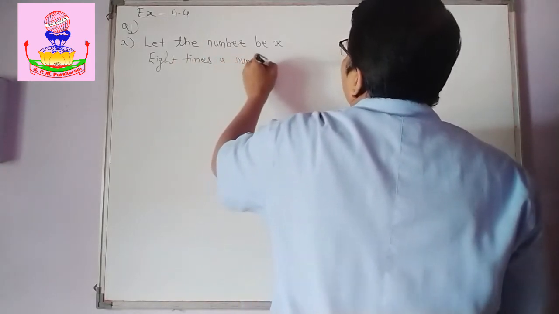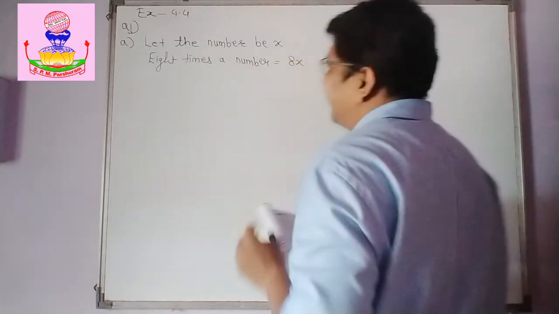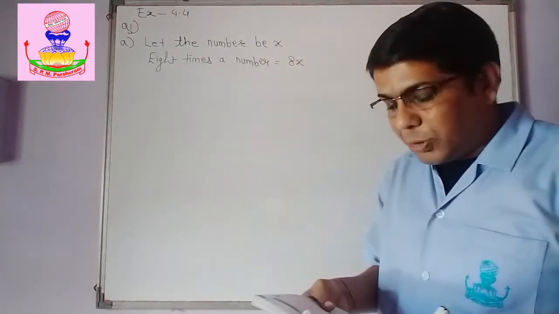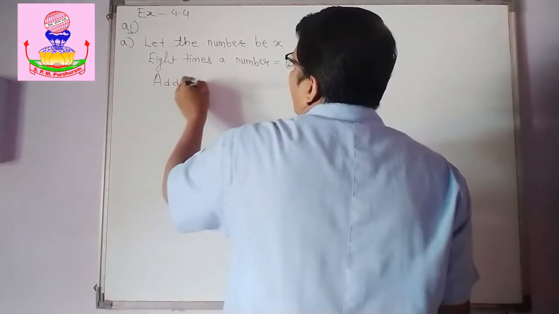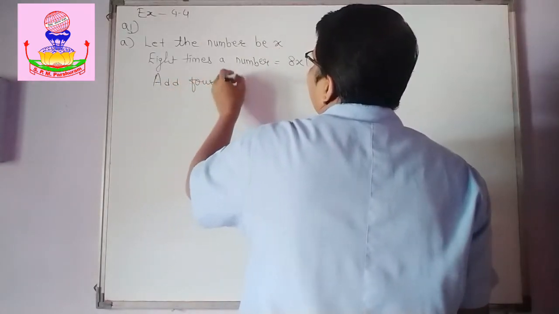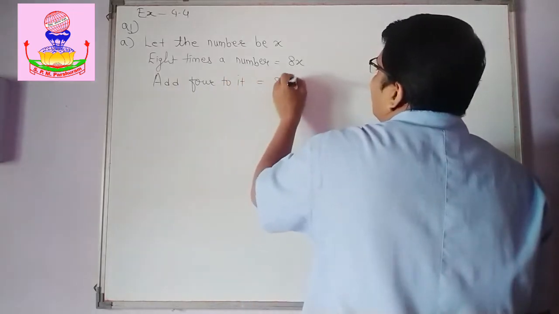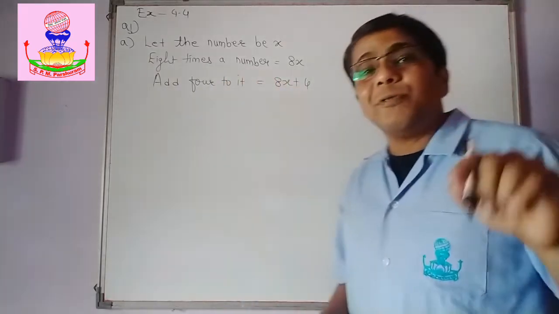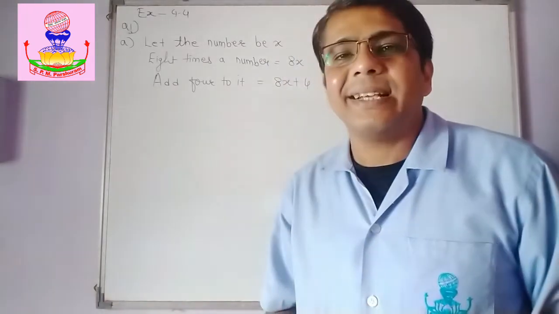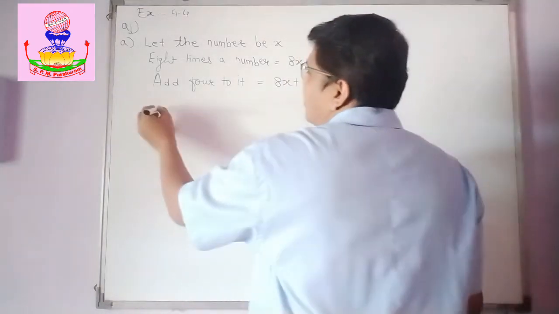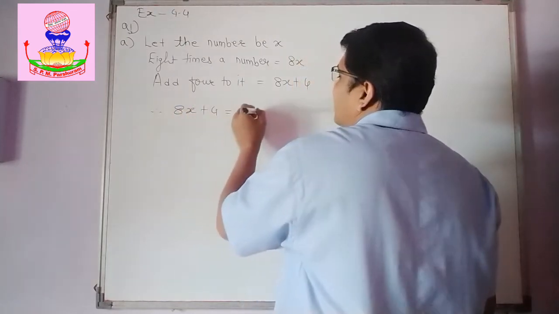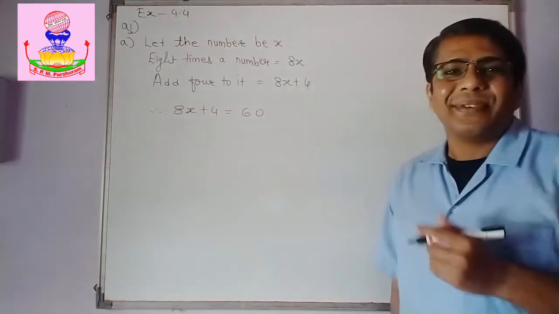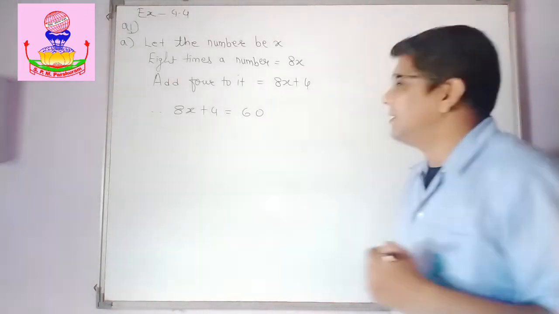8 times a number, so that means 8 into x. Then add 4 to it. So that means 8x plus 4. And when you add 4, what do you get? You get 60. Okay, so therefore 8x plus 4 is equal to 60. We got the equation. Now I can solve, right?